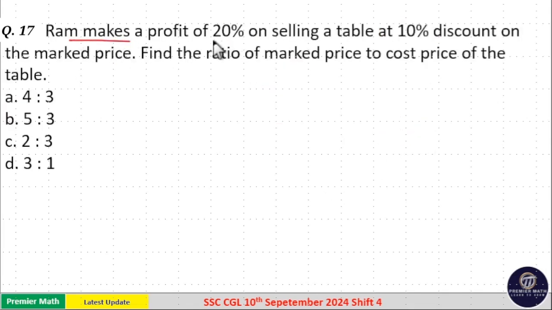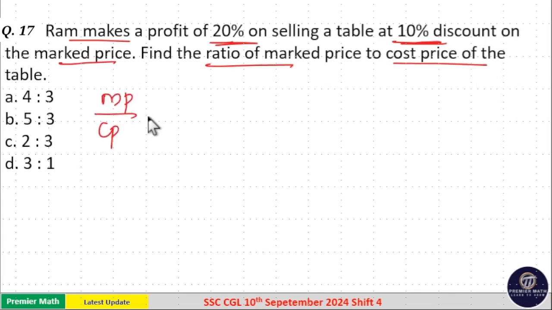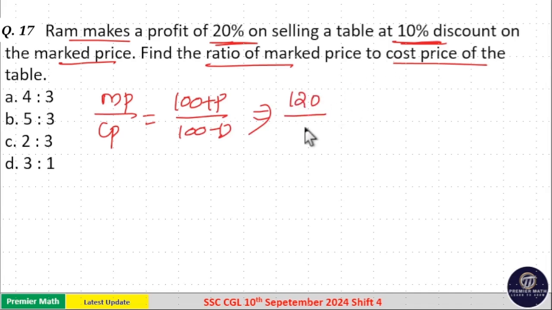Ram makes a profit of 20% on selling a table at 10% discount on market price. Find the ratio of market price to cost price of the table. Here market price to cost price ratio is equal to 100 plus profit divided by 100 minus discount. Here this is equal to 100 plus 20, 120, 100 minus 10, 90. 0, 0 cancel, 3 goes 3 times in 9, 3 goes 4 times in 12. So 4 is to 3, option A is your answer.